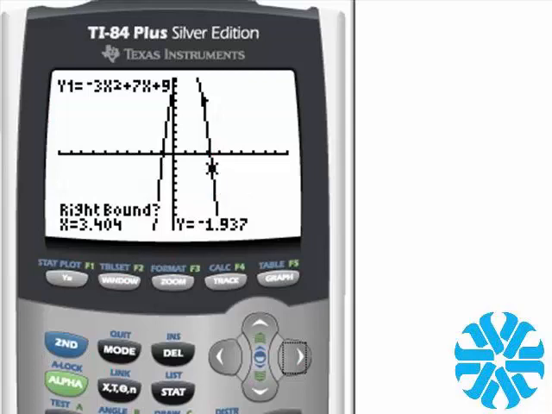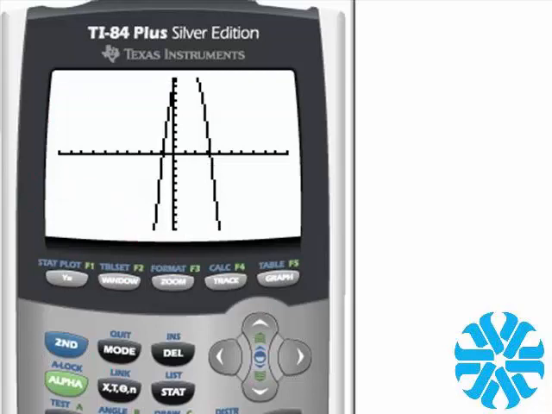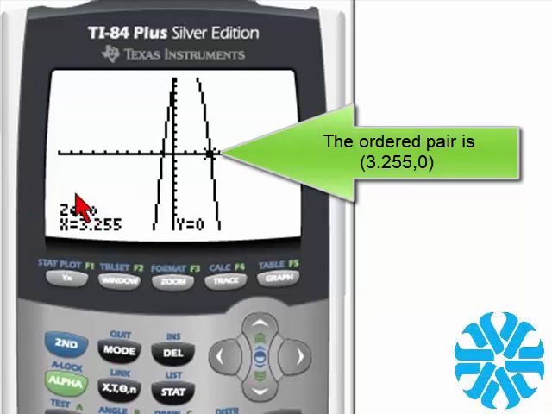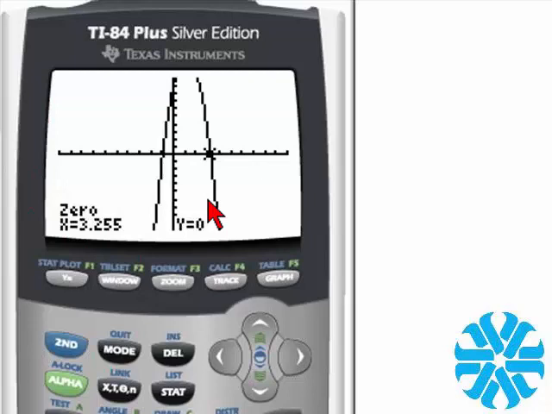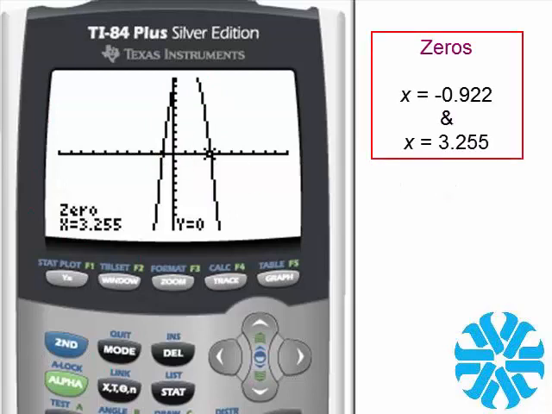So now if we select enter, it says guess, and then we can select enter again. So the other 0 is at 3.255, and there it has y is equal to 0, and that's what we want. Okay? So both of our solutions to this particular quadratic function are shown to the right.